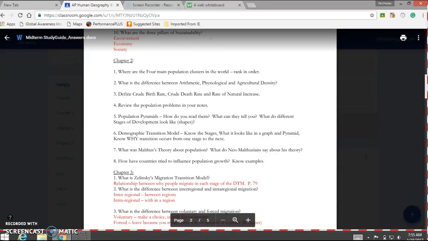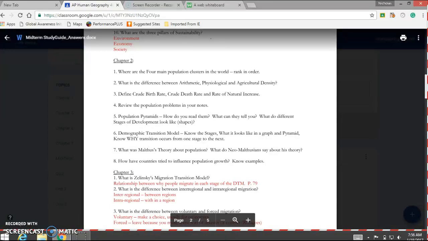The difference between arithmetic, physiological, and agricultural density. Arithmetic density is easy. It's the number of people per space. Usually we go number of people per square mile. Physiological density is the number of people per square mile of arable land. And then agricultural density is the number of farmers in a space. So those 3 things tell us different things.